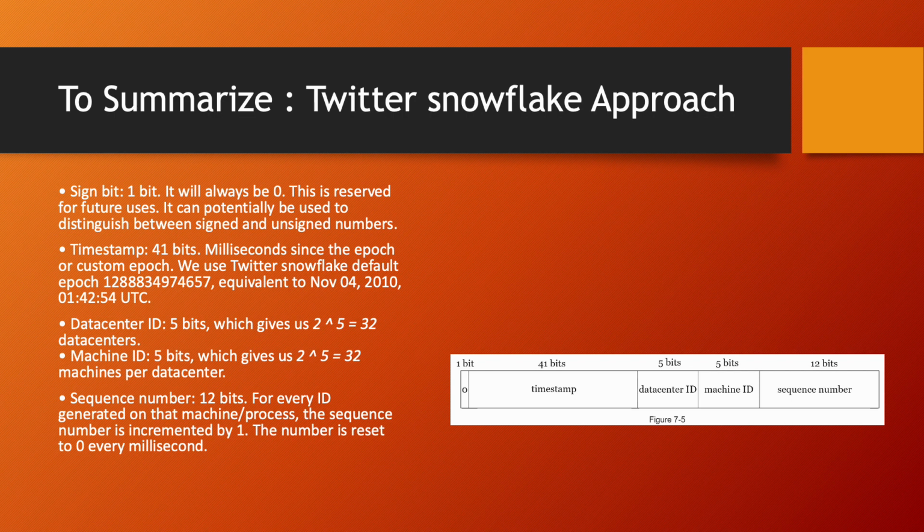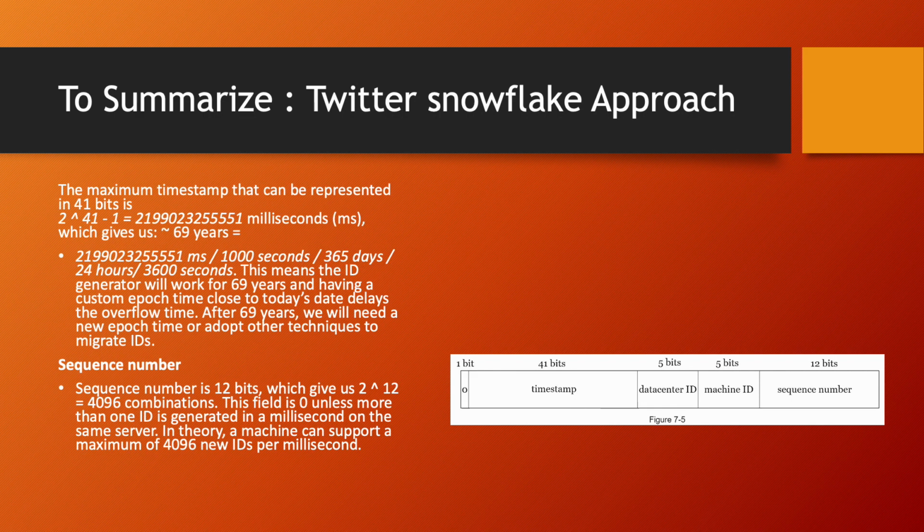Then we discussed the Twitter Snowflake approach, where we had a sign bit, timestamp bits, data center bits, machine IDs, and sequence numbers. And the sequence number here is 12 bits, which gives us around 4,000 combinations. The field is 0 unless more than one ID is generated in a millisecond on the same server. In theory, a machine can support a maximum of 4,000 new IDs per millisecond.